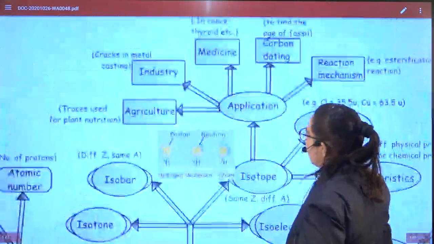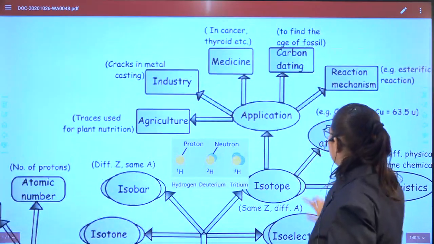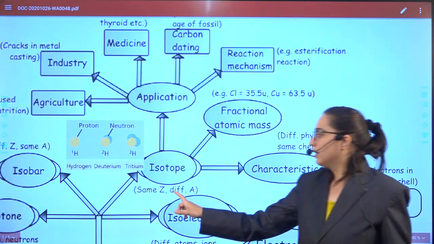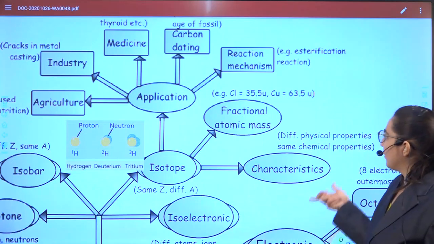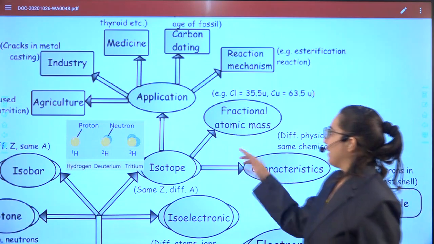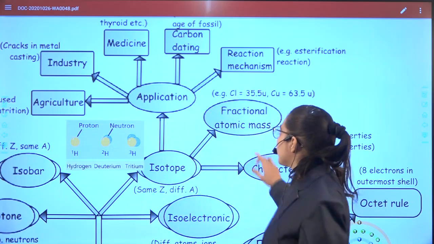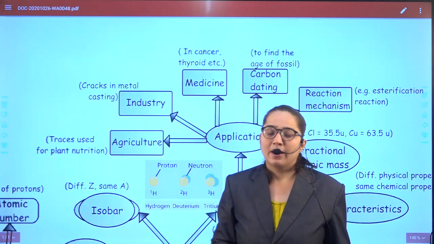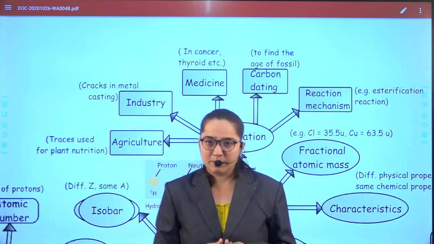The next and the last part over here is about isotopes, isobars and isotones. Isotopes have the same atomic number but different atomic mass. Okay, the characteristics are here. They have different physical properties, but the chemical properties are the same. Atomic mass most of the time comes as a fraction, for example chlorine and copper. Its applications, which we have discussed, are in agriculture, industry, medicine, carbon dating, as well as in reaction mechanisms.